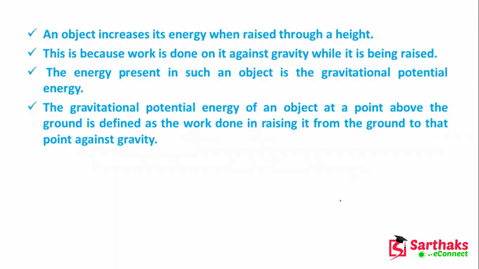An object increases its energy when raised through a height. This is because work is done on it against gravity while it is being raised. The energy present in such an object is the gravitational potential energy. The gravitational potential energy of an object at a point above the ground is defined as the work done in raising it from the ground.